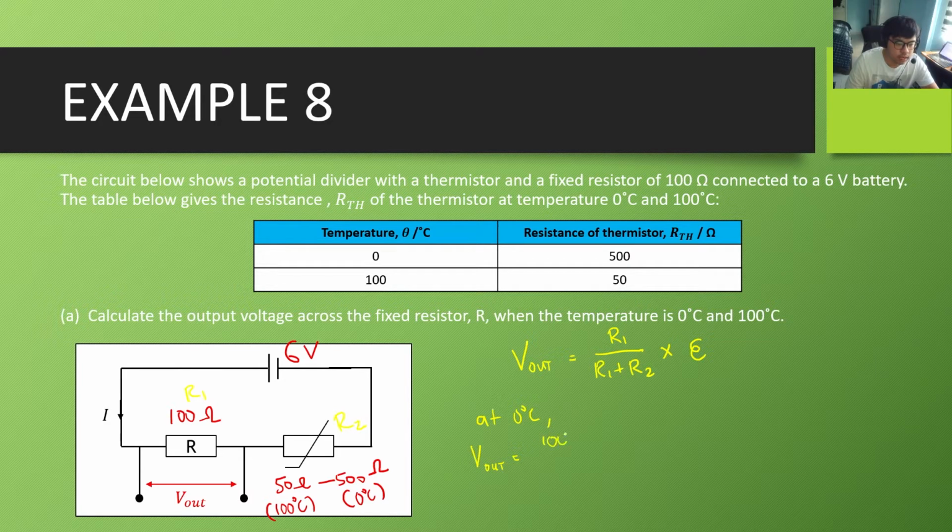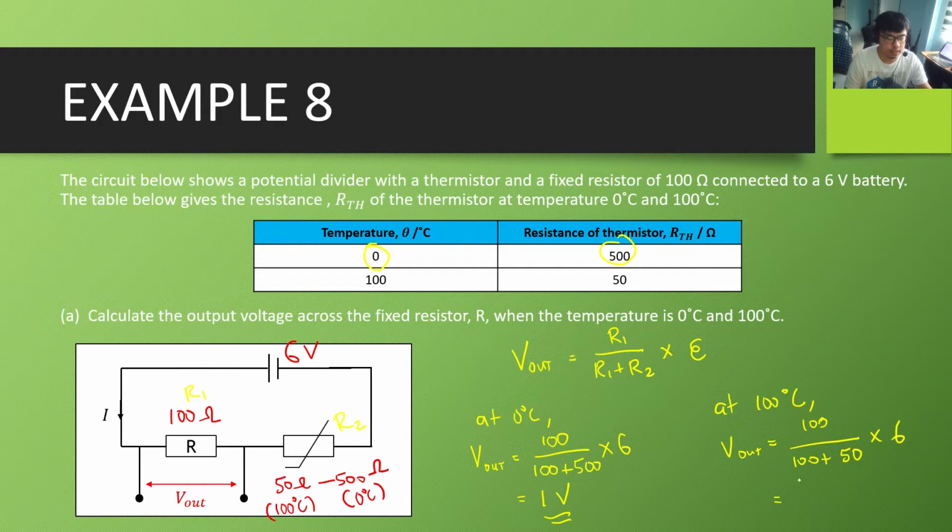R1 is 100. R2 is 0 degrees Celsius. That gives us 500 ohm times the EMF, which is 6, and that is 1 volt. And at 100 degrees Celsius, R1 is still the same, and R2 is 50. So this is equal to 4 volts. Okay, so what does this mean?